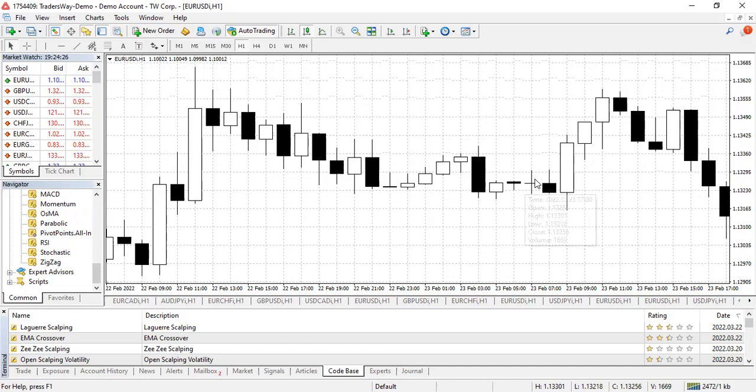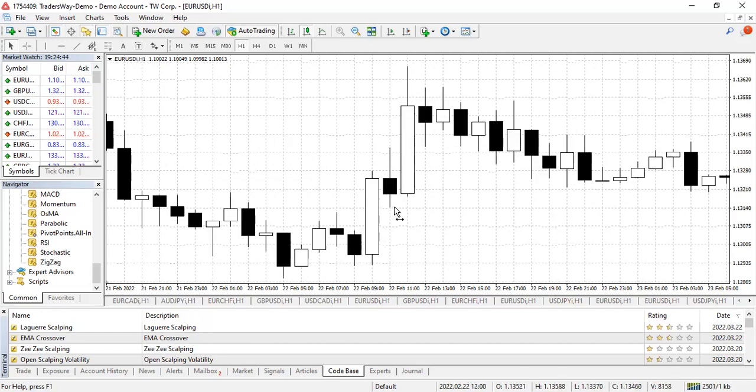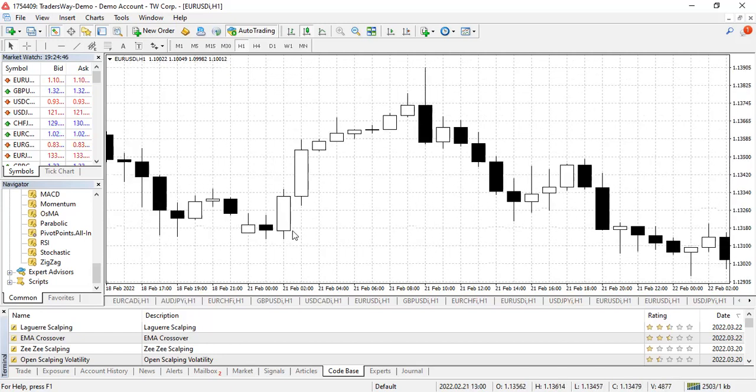Yeah, something like this. We call this the long leg doji. Can you see? It opens and closes at the same spots. It opens here and still closes here. So this is a good example of a long leg doji. Let's find another doji.